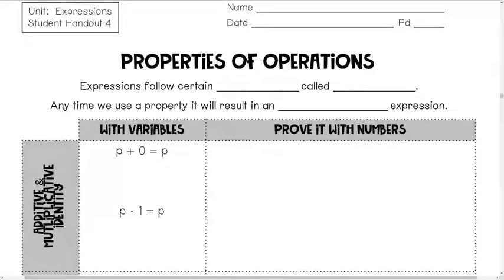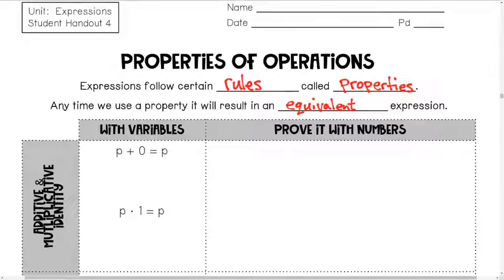Welcome back. Today we're going over properties of operations. So starting out, each expression follows rules, and those rules are called properties. Anytime that we use a property, it will result in an equivalent expression. So basically we're trying to rewrite expressions to be the exact same thing, and we do that with properties.